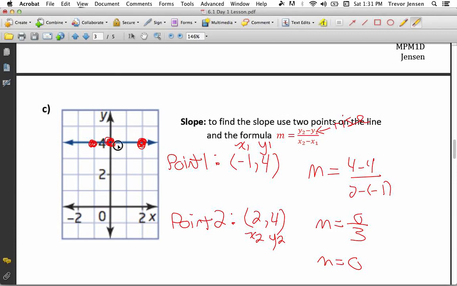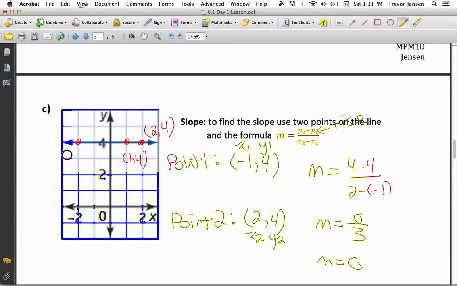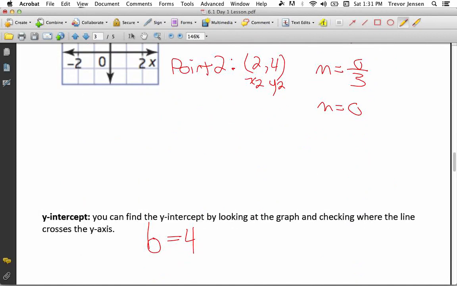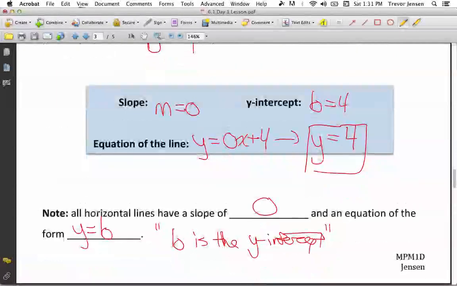Okay. Another way to think about this, look at this line here. What is the y-coordinate of every single point on this line? This point is at 2, 4. This point is at 1, 4. This point here is at -2, 4. Every point on this line is going to have a y-coordinate of 4. Hence, the equation of the line is y equals 4. Okay, so that's another way to think about it.